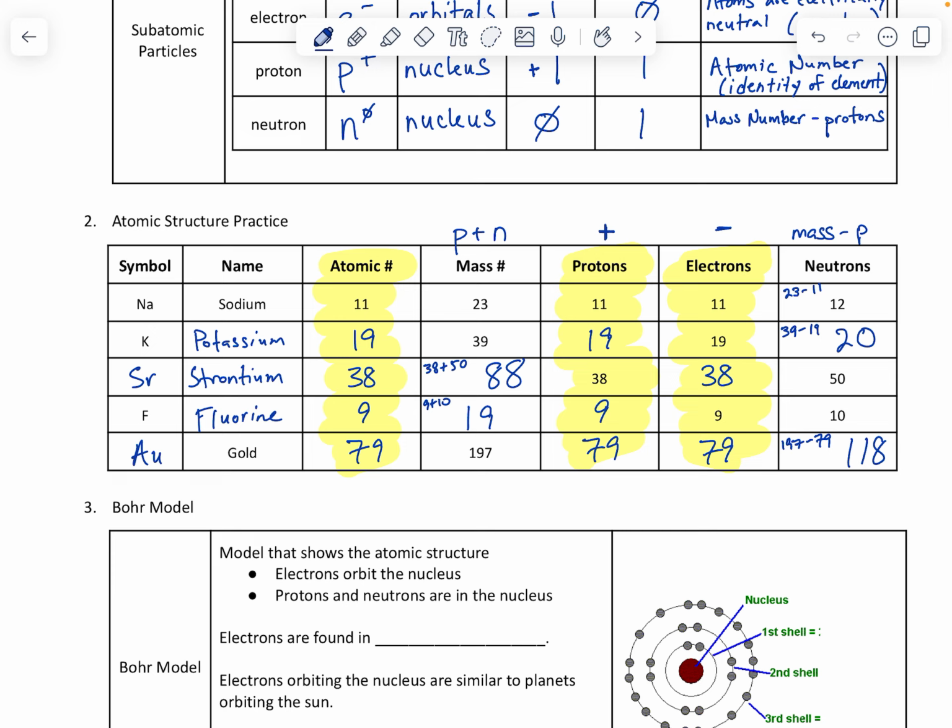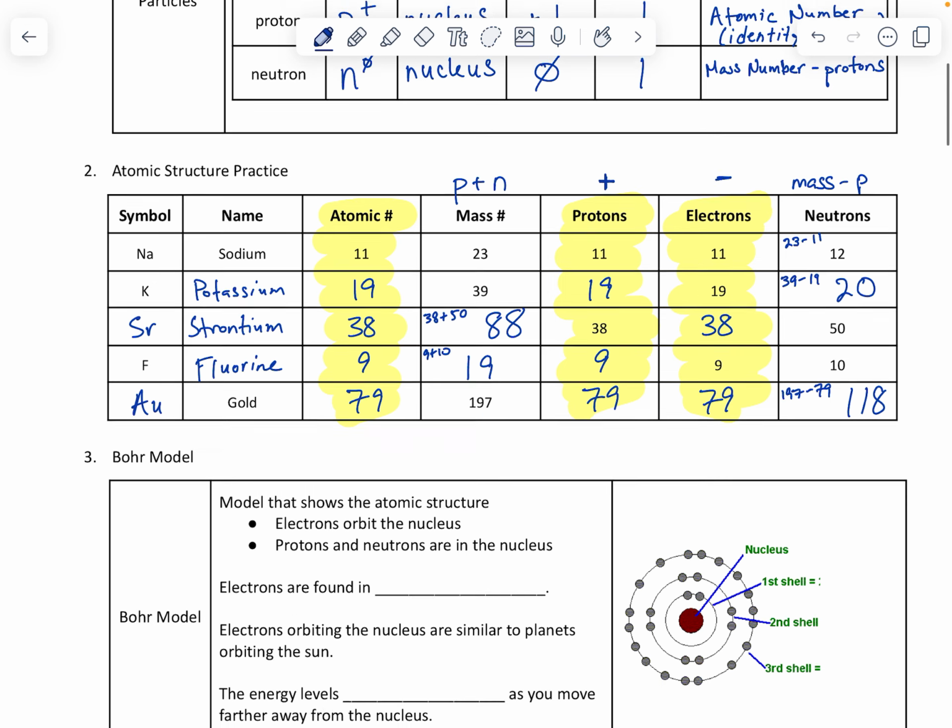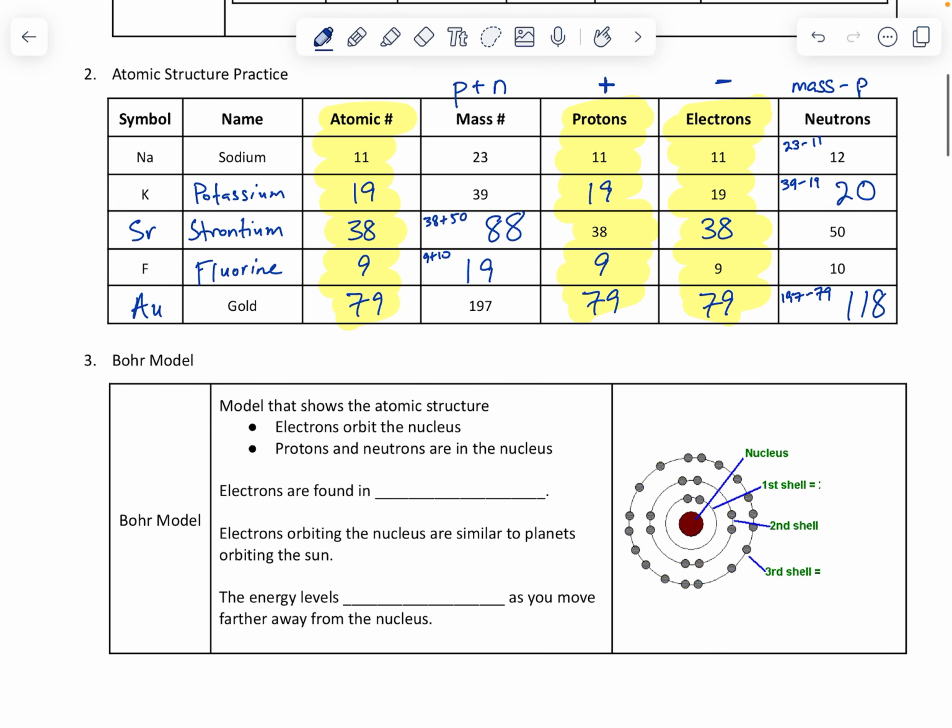So the significance of doing this, or at least being able to figure out how many subatomic particles are within an atom for a particular element, is so that we know where things should reside when we draw them out using our Bohr model.